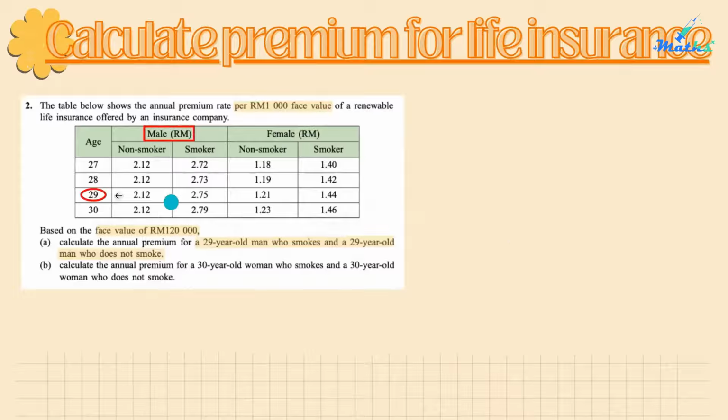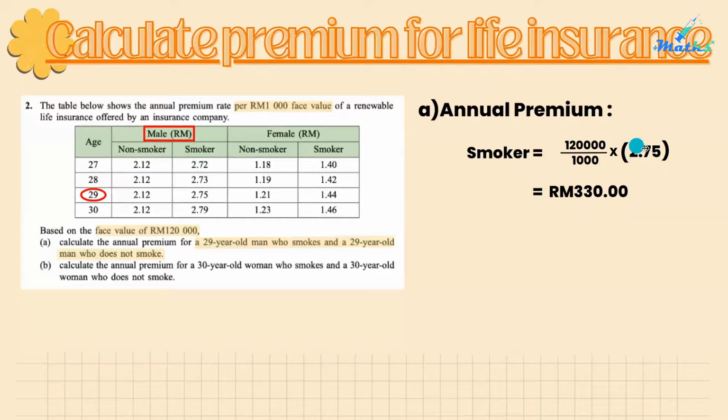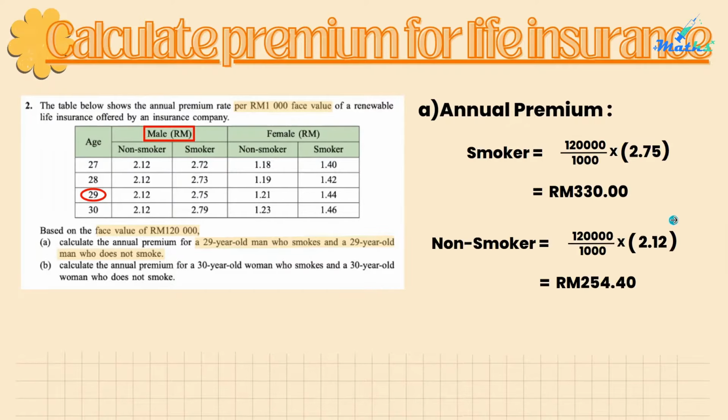Let's find the rate first. Here is age 29 and here is for male. The rates we will use are these two, for the non-smoker and smoker. So we can calculate the annual premium. For the smoker, the rate we use is 2.75, and for the non-smoker, the rate we use is 2.12. So here is the annual premium for the smoker and non-smoker of 29 years old.